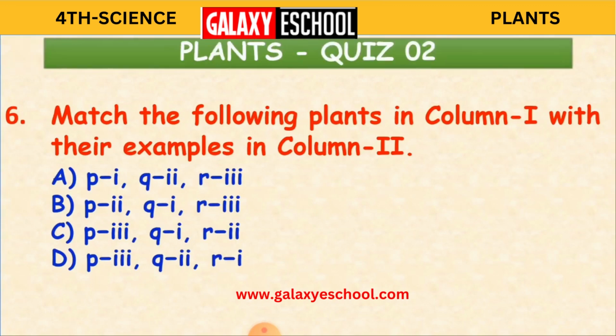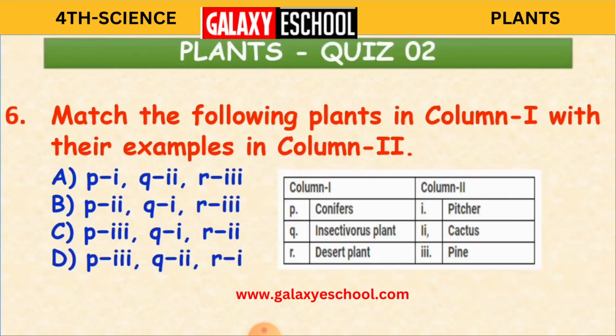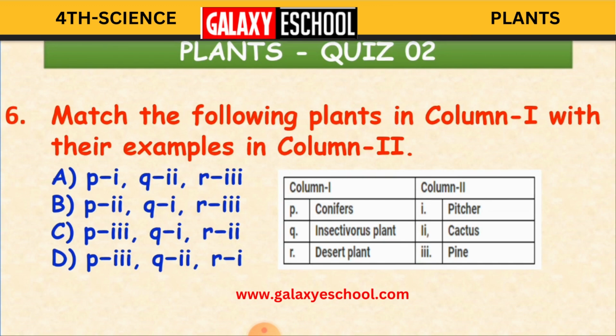So here we have a column where we are given the plants and their examples, and we have to match them. In column 1, P is conifers, Q is insectivorous plant, and R is desert plant. Then 1 is pitcher, 2 is cactus, 3 is pine. So which is the correct match?